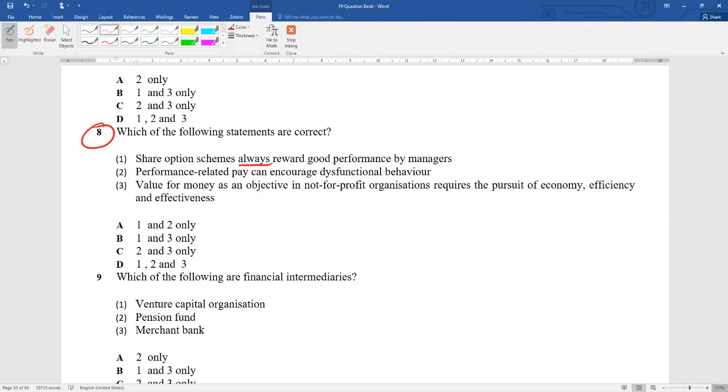VFM, value for money audit, I think we mentioned, is economy, efficiency, and effectiveness. So 2 and 3. Therefore, answer C. Clear? Question? Okay.